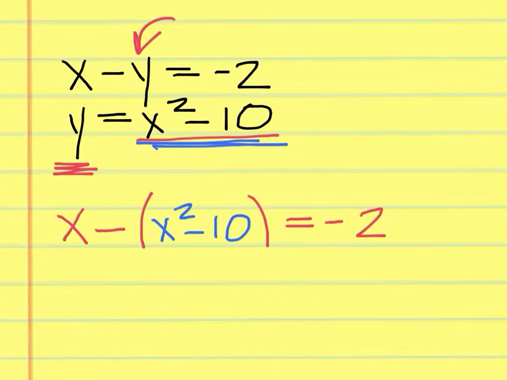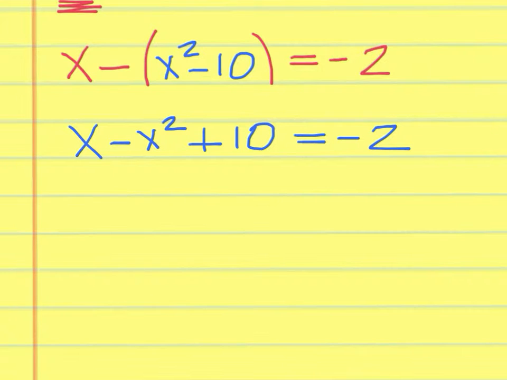Once you've inserted the x squared minus 10, you can simplify, and you have a minus sign in front of this quantity. So that means you're going to change the sign of everything inside of it. So you'll come up with minus x squared and then plus 10, and set that equal to -2.